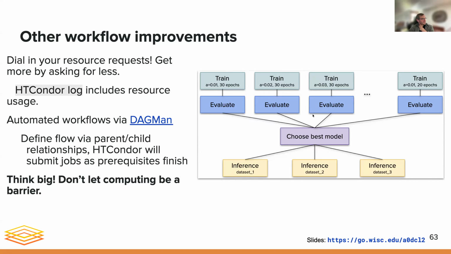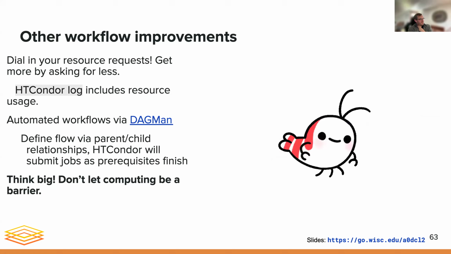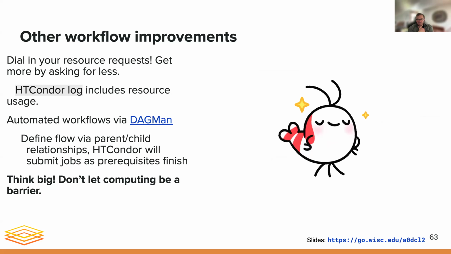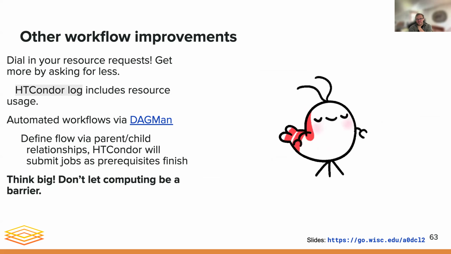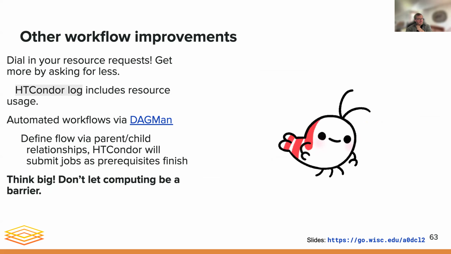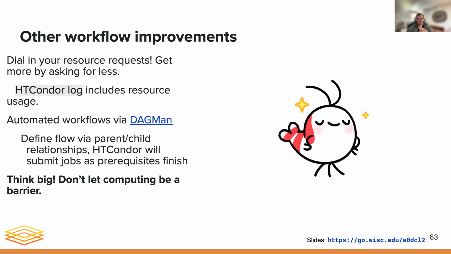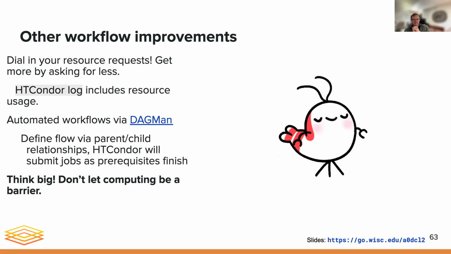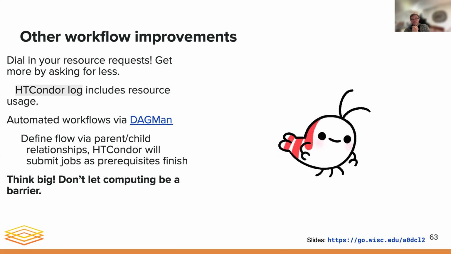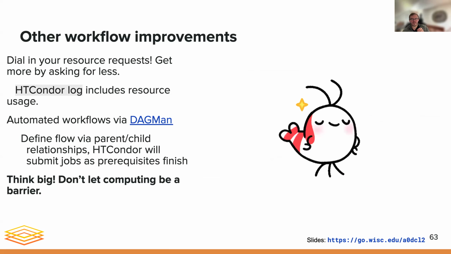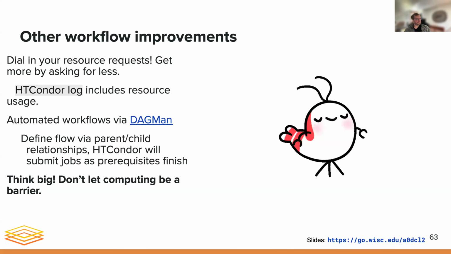And the final thing I want to say is think big, and you should really not be letting computing be a barrier for your scientific research. We kept things pretty small here, but think about tens or hundreds of models. Think about tens of thousands of inference jobs. What is the science that could be really, really transformed by having access to a large amount of compute?